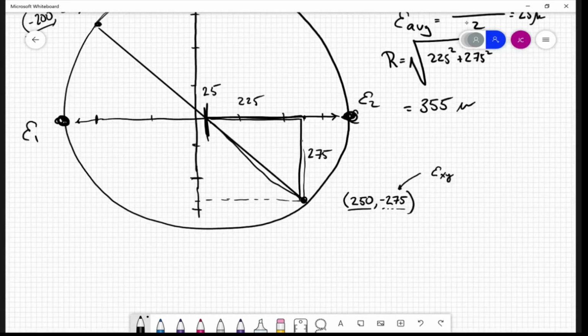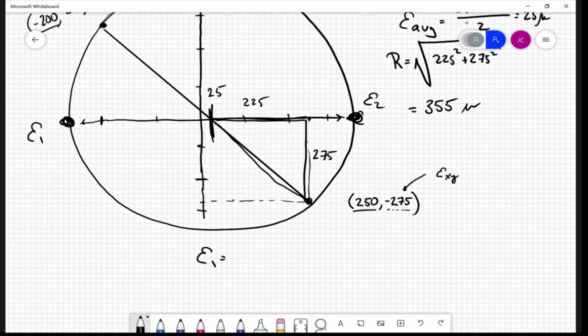So the first principal strain is the average minus the radius. So that is 25 microstrains minus the 355 microstrains, right? And that gives me a value of minus 330, right? So that's going to be 10 to the -6 strain units, okay?